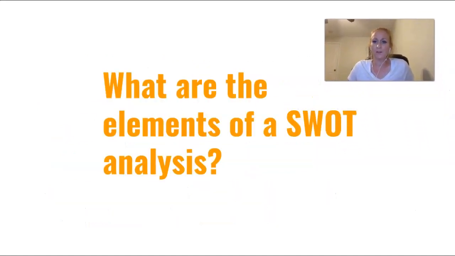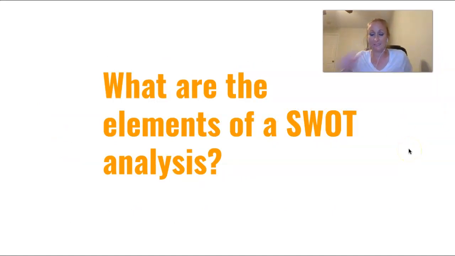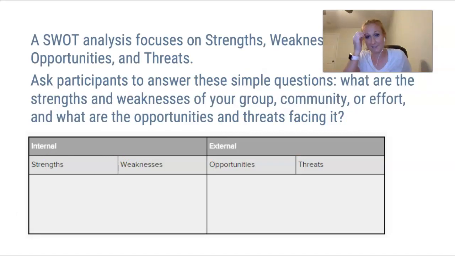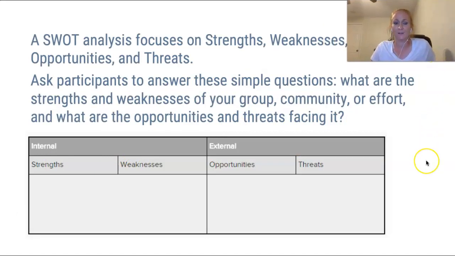So really, what are the elements of a SWOT analysis? Let's go through these in a little bit more detail. SWOT analysis focuses on strengths, weaknesses, opportunities, and threats. So essentially, you're going to ask participants to answer these very simple questions. What are the strengths and weaknesses of our group, our community, or our effort we're doing? And what are the opportunities and threats facing it? And you're going to be surprised at the kinds of answers that people give.